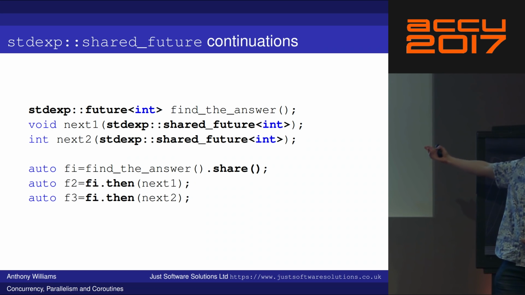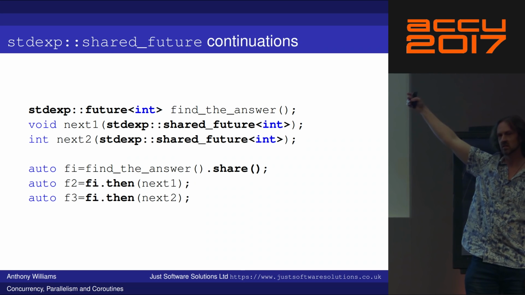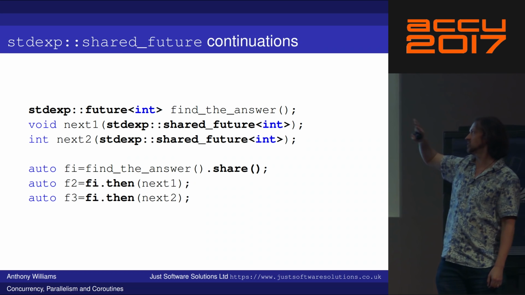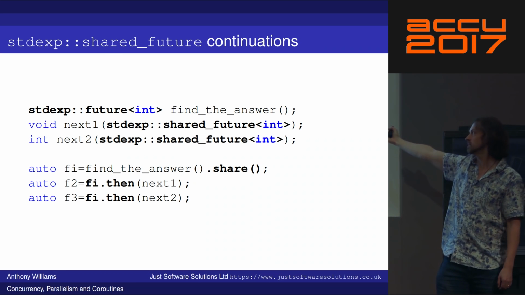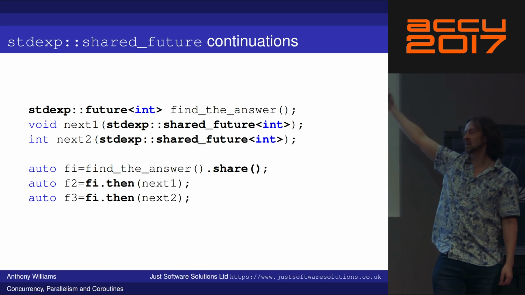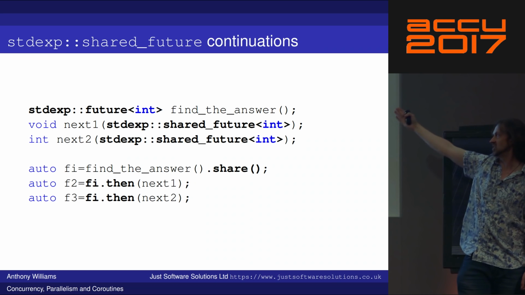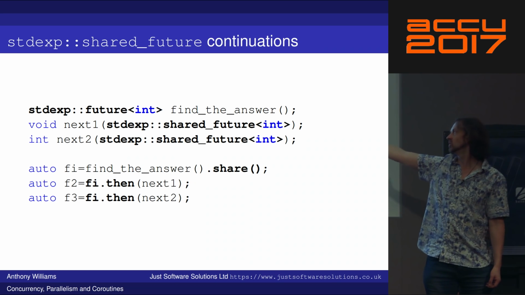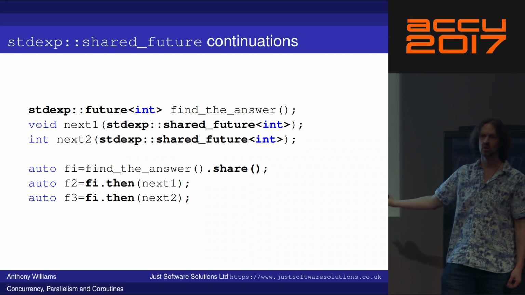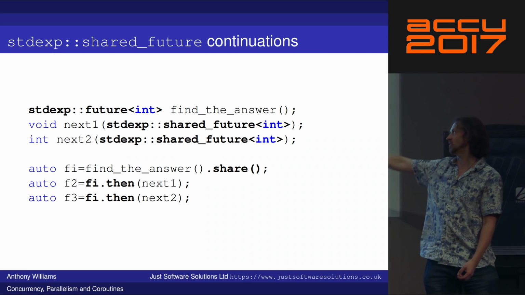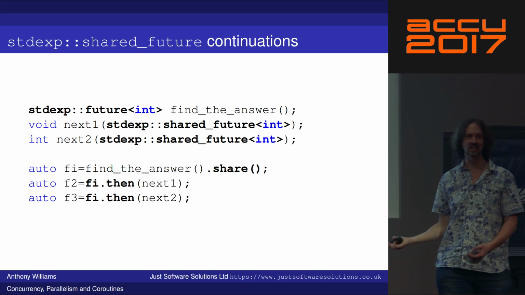So just to put that in code, we've got an initial function that returns a future holding an int. And so we call find the answer, and we call .share, so we've got a shared future out of it. And that's going to be a shared future to an int, because the original one was a future of an int. We can then schedule two more continuations. We can schedule fi.then passing in next one, and fi.then passing in next two. So f2 and f3 are going to be a future of void and a future of int, respectively.